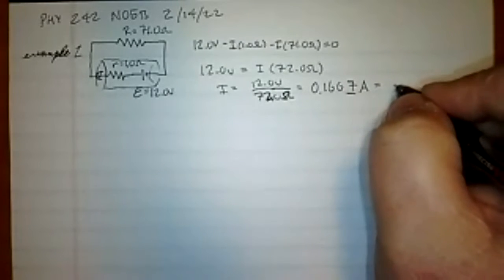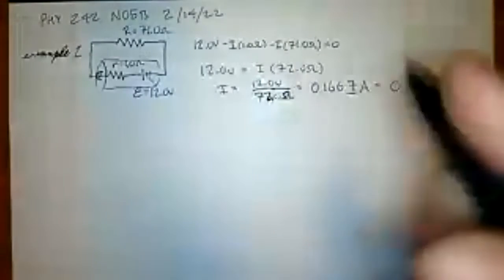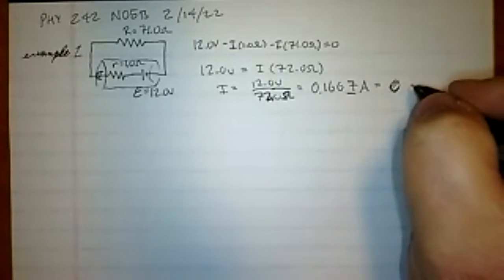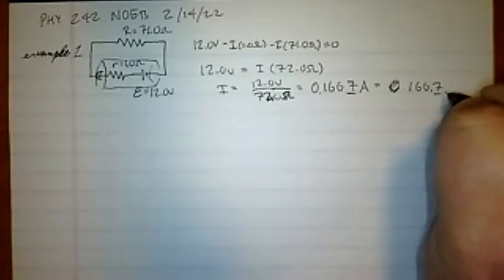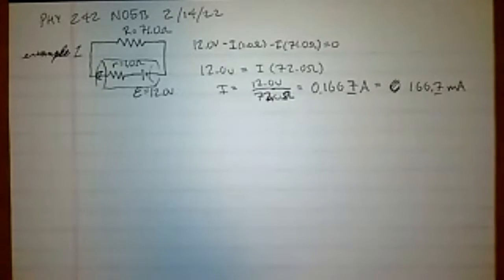Of course, we'd probably prefer to write that as, actually, no, I won't write it that way. I also should not be writing with this pen. I'm using my non-erasable pen. It should be written as 166.7 milliamps. So that's another way I can write it. Does that make sense to everyone?